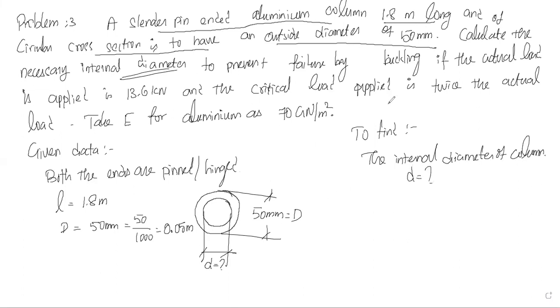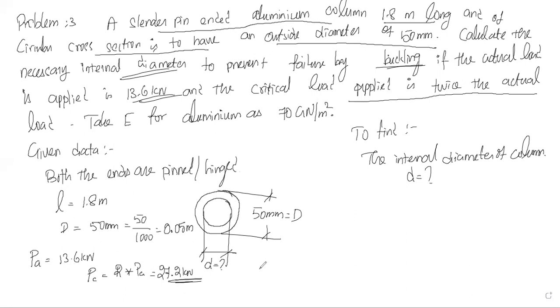Then in order to prevent failure by buckling, the actual load applied is 13.6 kilonewton. So actual load I'm going to mention as PA is 13.6 kilonewton. And the critical load applied is twice the actual load. So critical load I'm going to write as PC, is 2 times PA. So that is equal to 2 into 13.6, so 27.2 kilonewton.